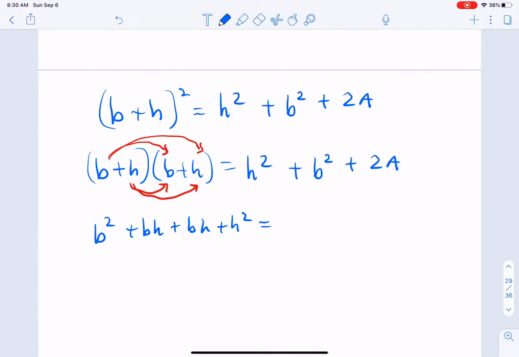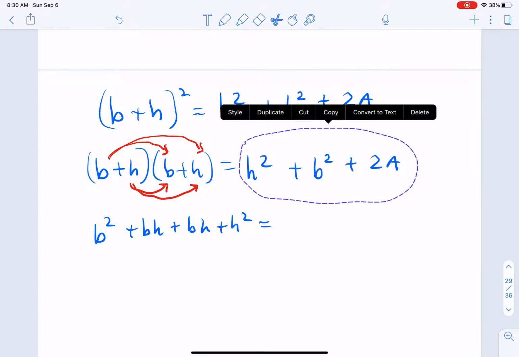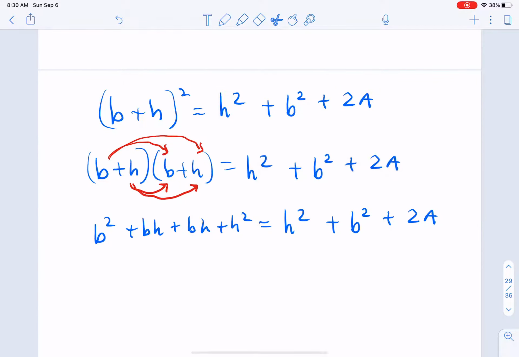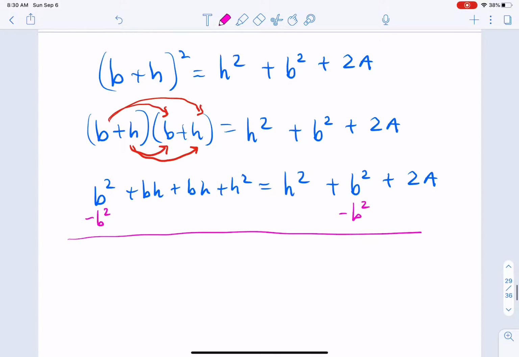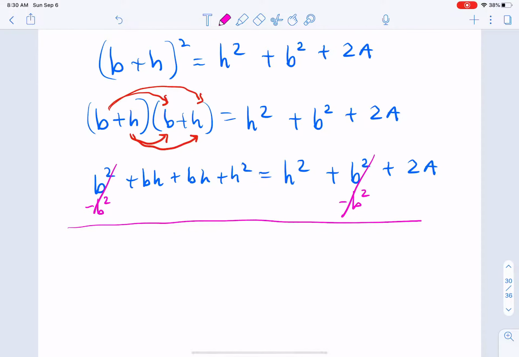And then once again, because I can, I will just duplicate that, bring it down because I didn't do anything with it. However, notice that there are some like terms that I can combine in some way. So look, I've got a b squared on both sides of the equation. So what happens with those b squareds? I can subtract it from the left side, subtract it from the right-hand side, and they are going to cancel. All right, but not only that, I can subtract the h squareds from both sides because I got one on both sides. So they will also cancel.